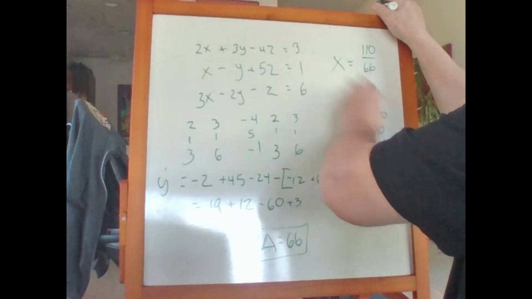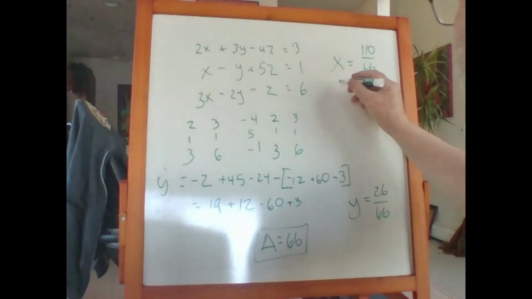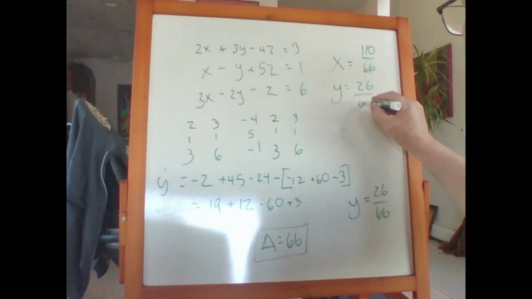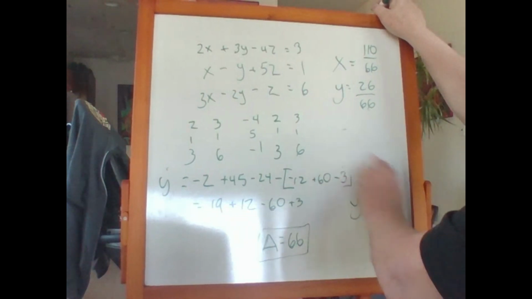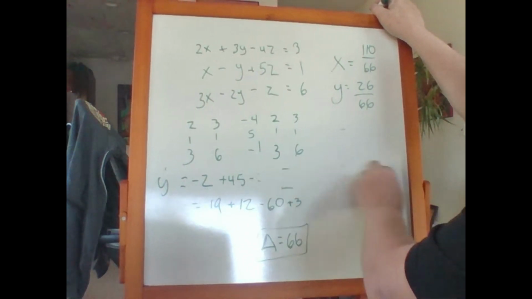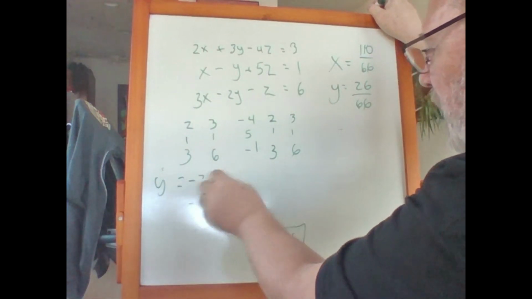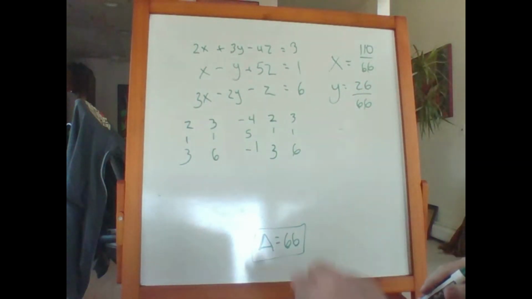So right now, this is our number. Y equals 26 over 66. Now we only have one more variable. Really, what we should be doing is reducing these to the least common denominator. I haven't done that yet. I'll save that for last. Right now, I just want to get the values for x, y, and z.